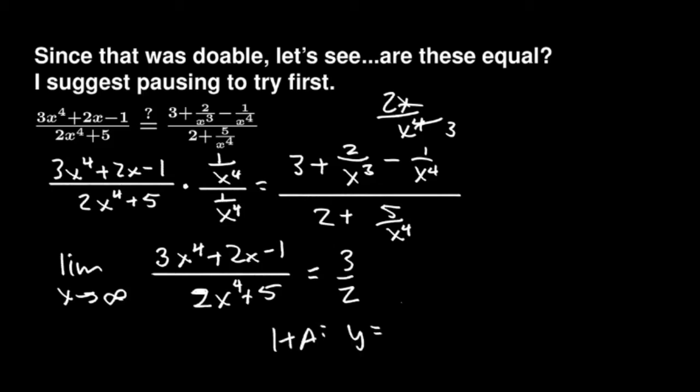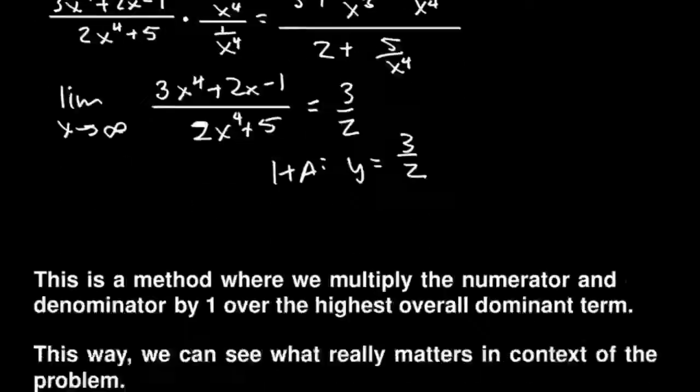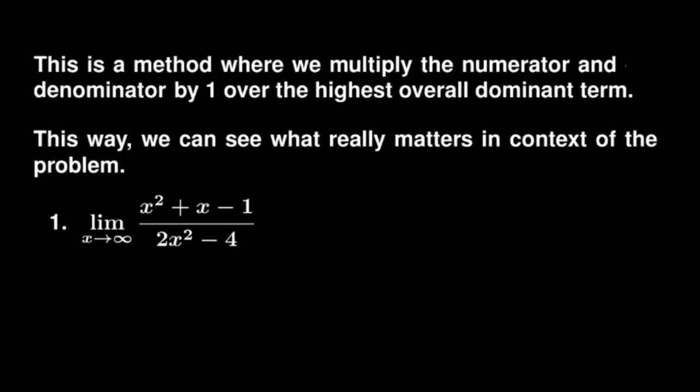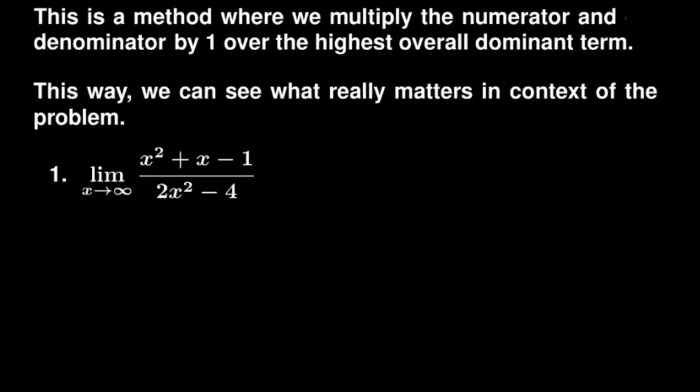That's kind of a significant thing you can take from this type of analysis. And what I just did was actually a method where we multiply the numerator and denominator by 1 over the highest overall dominant term. This is overall, not just the one in the numerator or just the one in the denominator. It doesn't matter which one we choose as long as it's the overall one. And you can check out what dominant term means in the previous video I keep referencing.